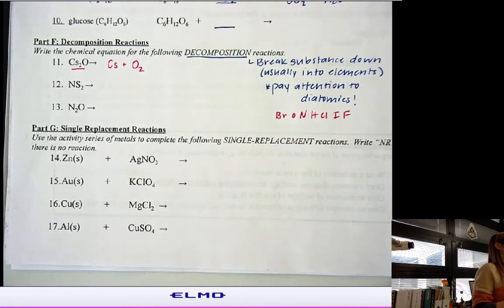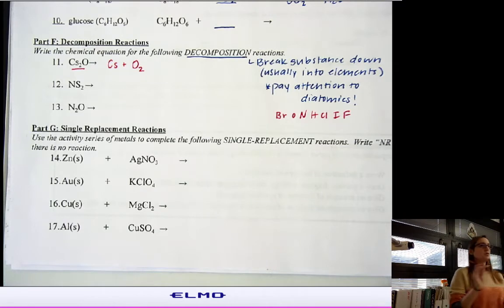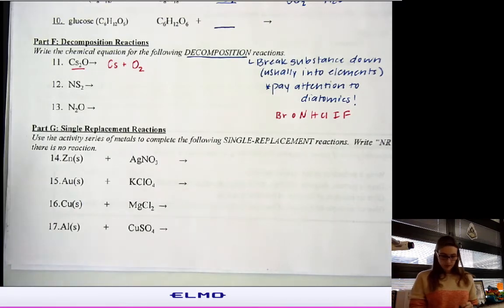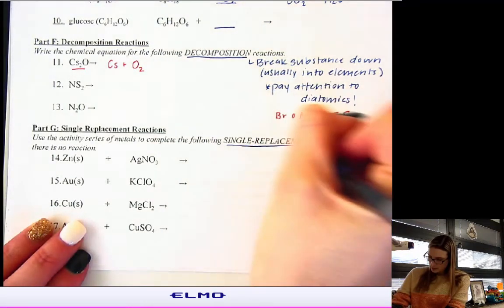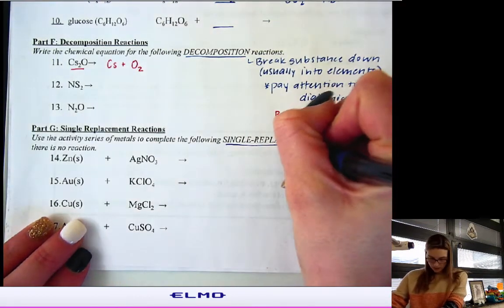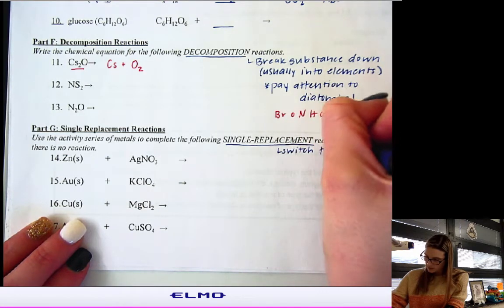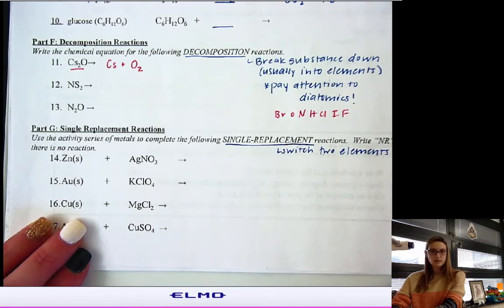Those are your decomposition reactions. You take one thing, you break it up. Right? Break it up into its elements. Then part G and H, this is where we get into using the reference documents that we have. So part G is a single replacement reaction. So for single replacement, I'm just trying to write kind of these reminders over here. We switch 2 elements.